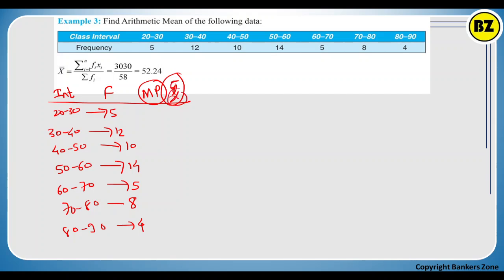This is the interval, right? And how do we find the mid value? Suppose this is 20 to 30. Mid value is upper plus lower divided by 2. So 20 plus 30 divided by 2, so it will be 50 upon 2, so the mid value will be 25. You can easily calculate it orally. So the mid value of 20 to 30 is 25. The midpoint you have to calculate, we simply call it x.